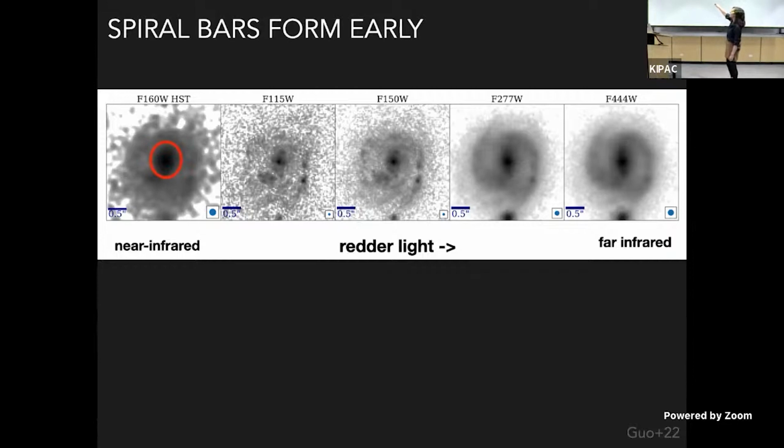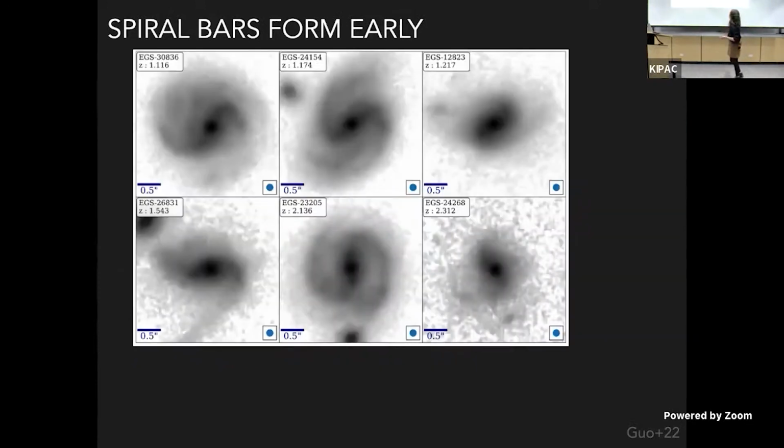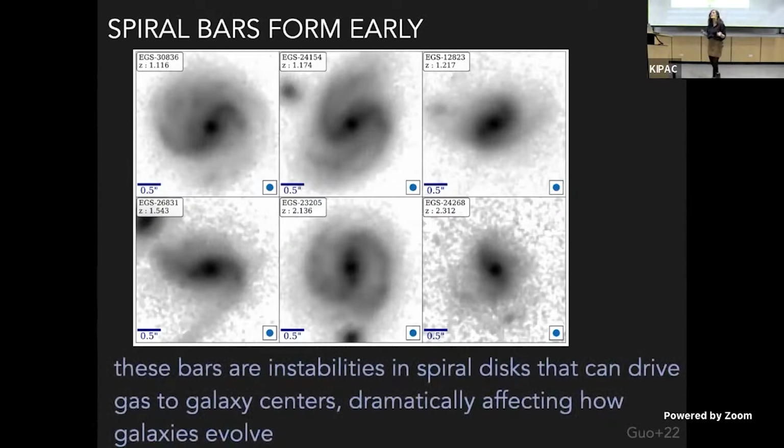We're also seeing the formation of the very first spiral bars. So this is an example of a galaxy. This is a single face-on spiral galaxy. It's in the near infrared, going to redder and redder light. In this Hubble image, this is the reddest band that we have on Hubble. The center of this galaxy is kind of circular-ish. And then as we go to the redder and redder light that we're starting to get because of JWST, all of a sudden you can see this is extended here into one of these spiral bars. So this is the first identification of these bar features when the universe was less than half of its current age. And this is a picture of all six of these spiral bars that this paper found.